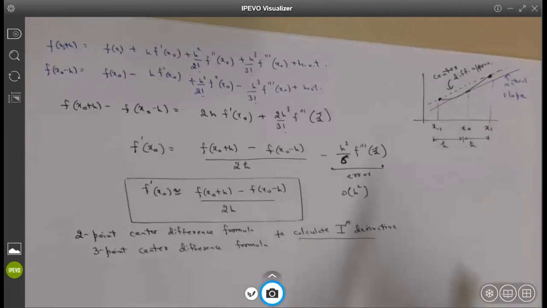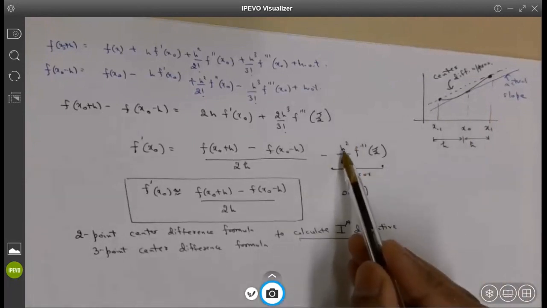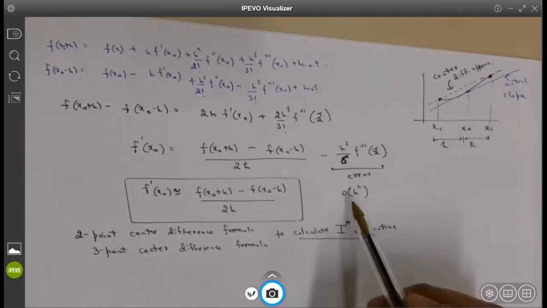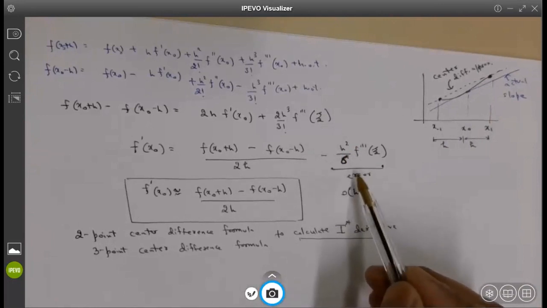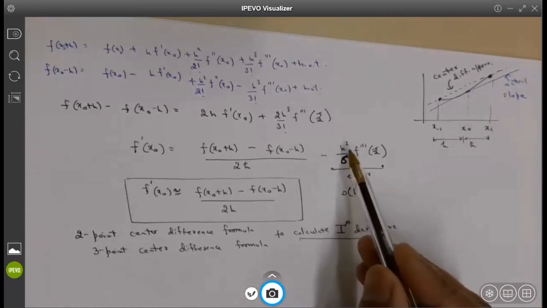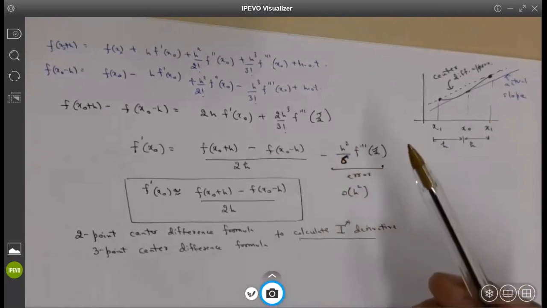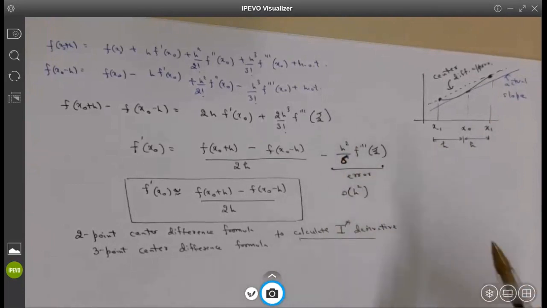In 2-point forward and 2-point backward, the error varies with an order of h, but here the order of the error is h squared. That means the error is proportional to h squared. So if you reduce h by a certain factor, your error will decay to 0, becoming more and more smaller, at a faster rate.